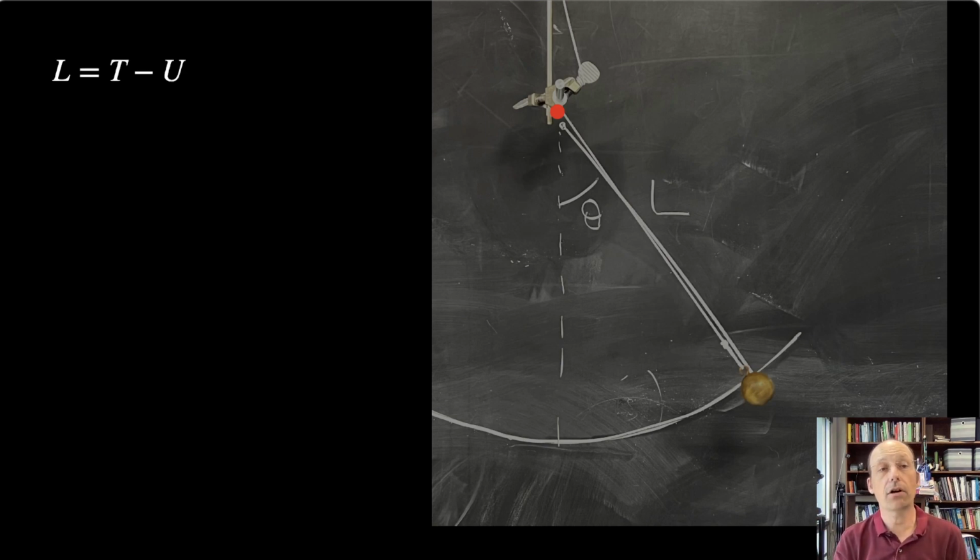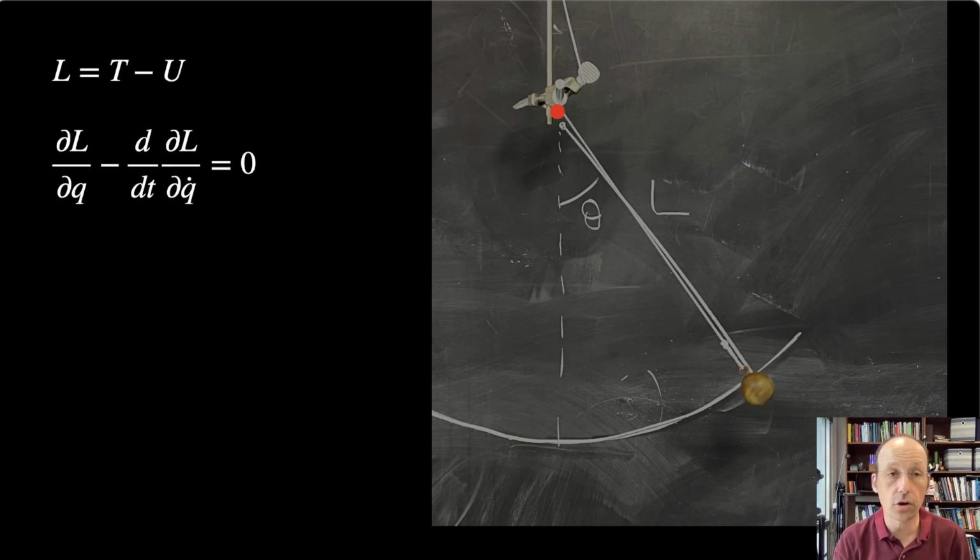With that, we start off by defining the Lagrangian, which is just the kinetic energy of the system minus the potential energy of the system. With that, the equation of motion can be found from the Euler-Lagrange equation.